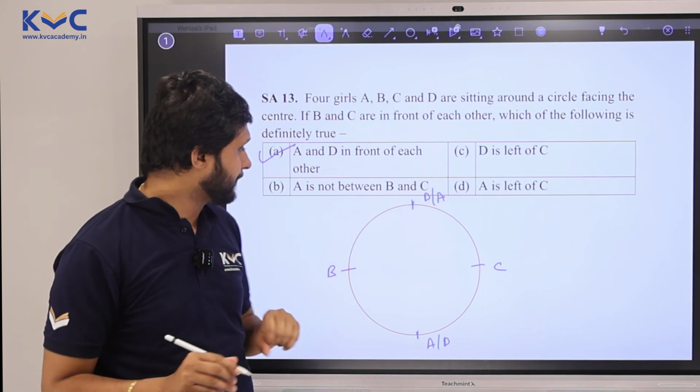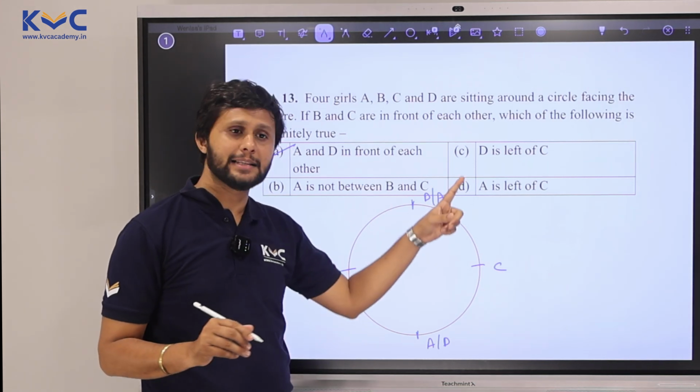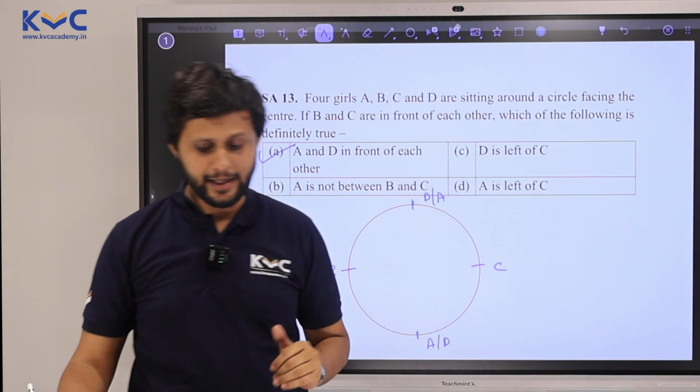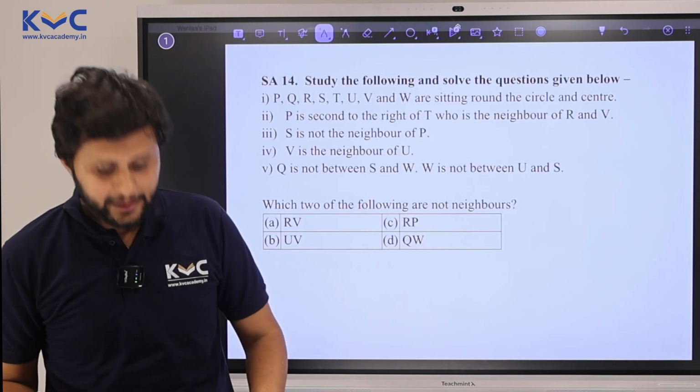D is left of C. We do not know. Left or right, both sides it's possible. A is left of C. That is also a possibility. And we anyways had an answer already. Option A is the right answer. Moving on to question number 14.